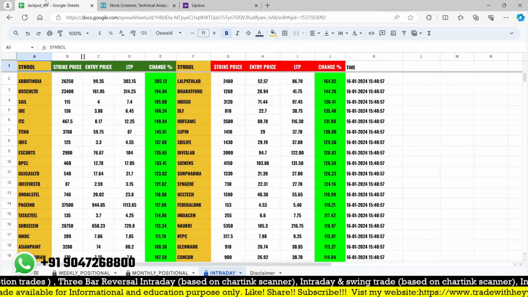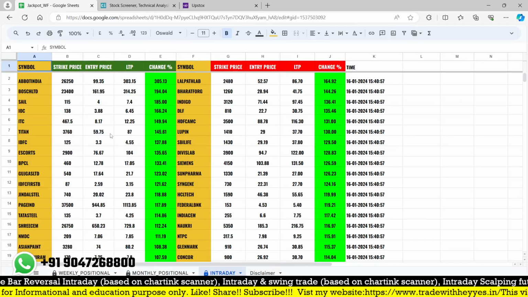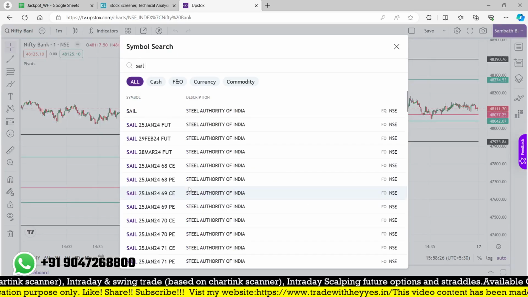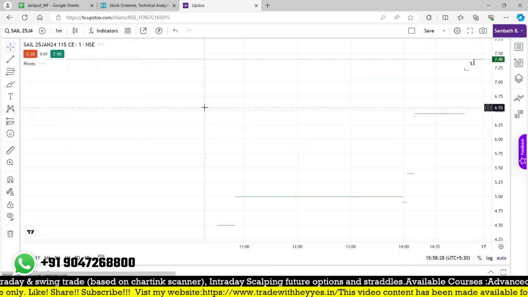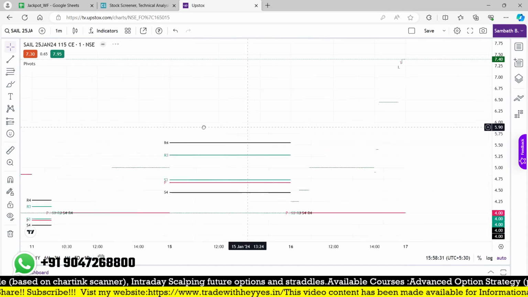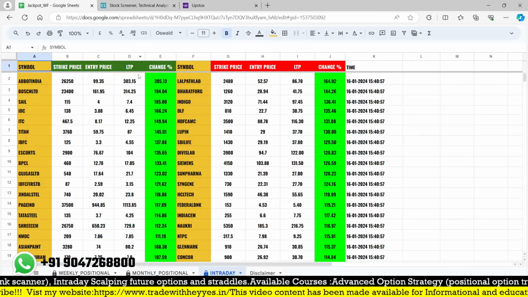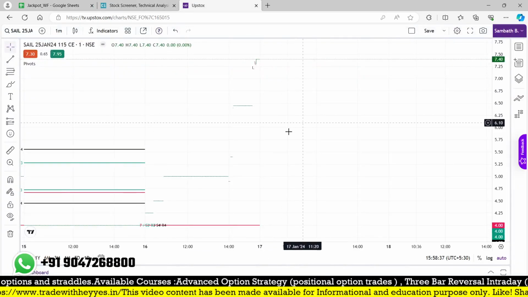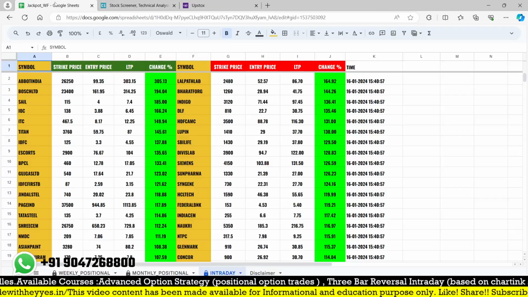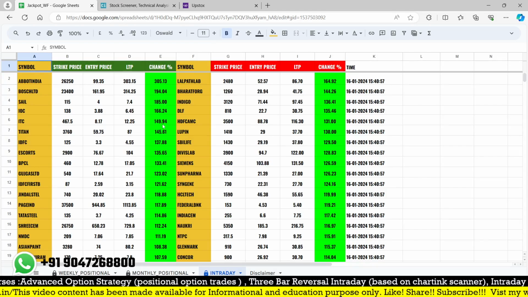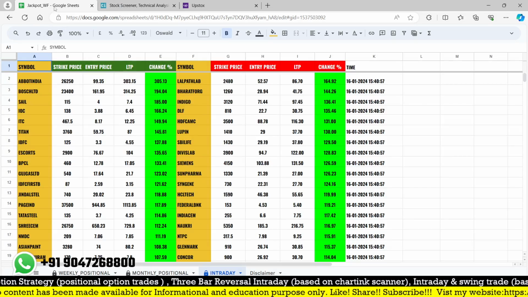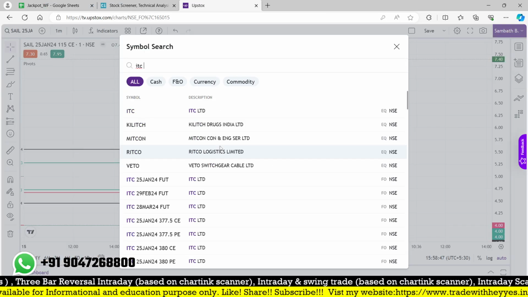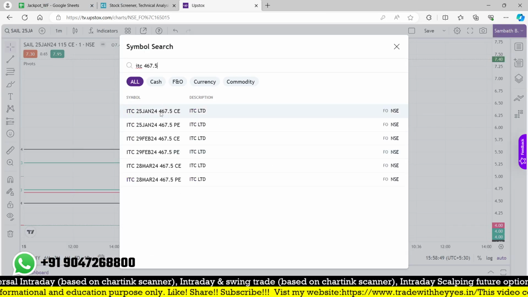So let me check SAIL 115 call option. SAIL 115. Let me check this, and it is a liquid. I think yesterday itself we were looking at the stock which is trading at 100 above. But what happened in SAIL? You can look, there is no liquidity on this. Maybe it is under a ban. So let me check ITC 467.5 call option.